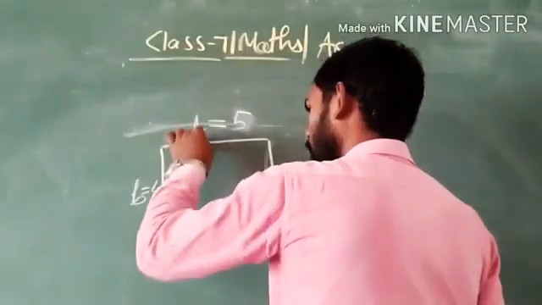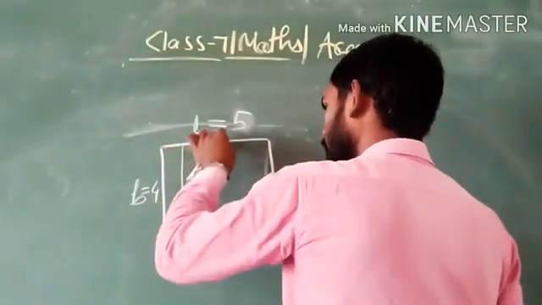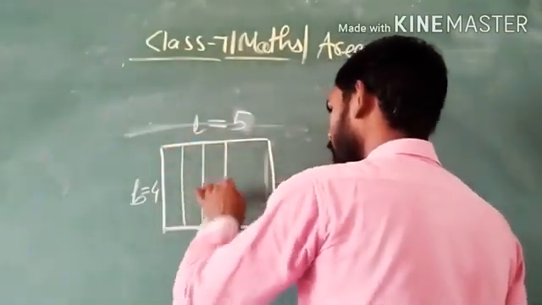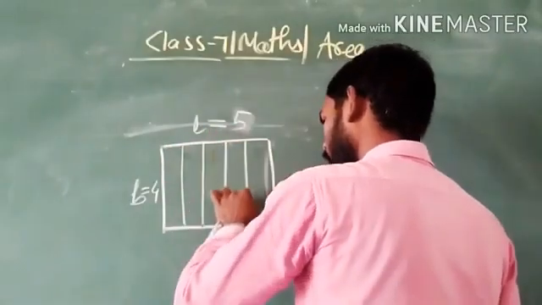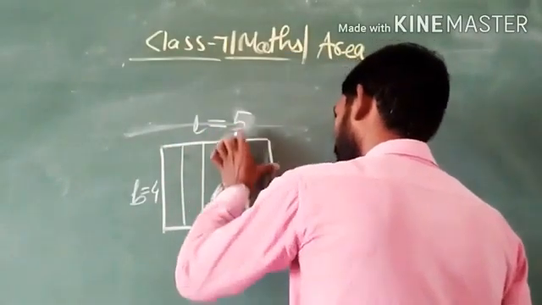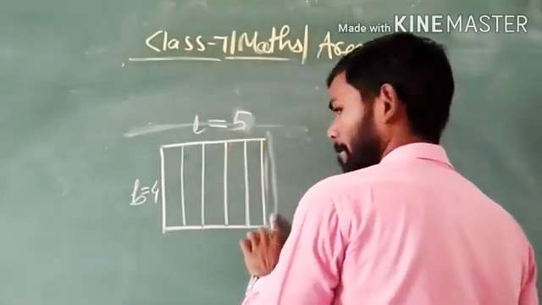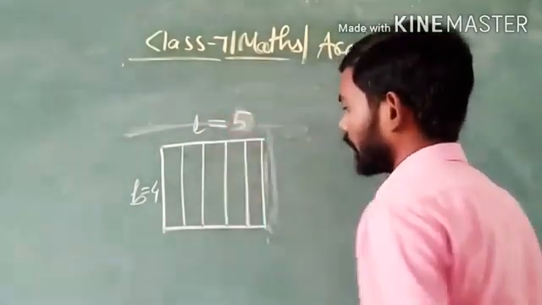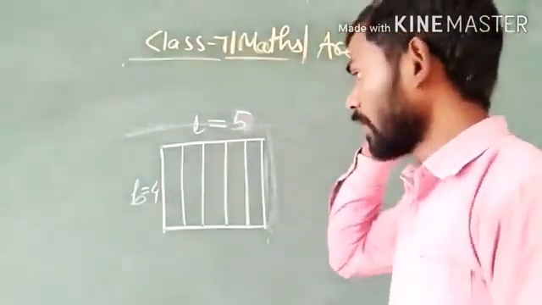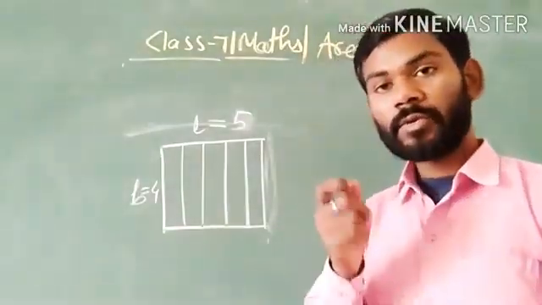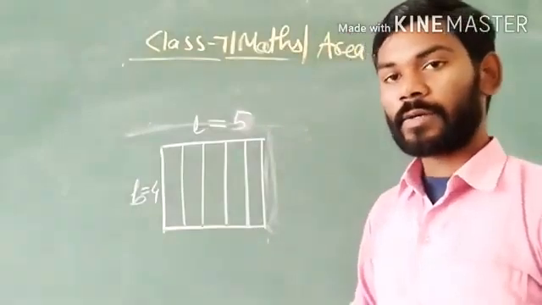1, 2, 3, 4 and 5. Okay. So here we have divided its length into 5 equal parts.